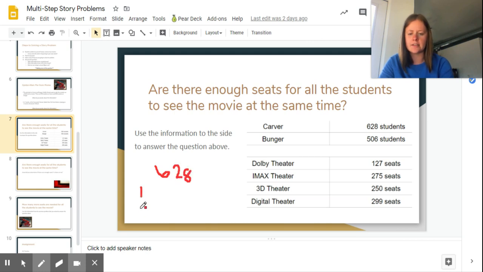And you're going to add that to 506. Okay, sorry, my handwriting today isn't very good. I have to do it with my mouse pad, so you're going to have to bear with me a little bit.